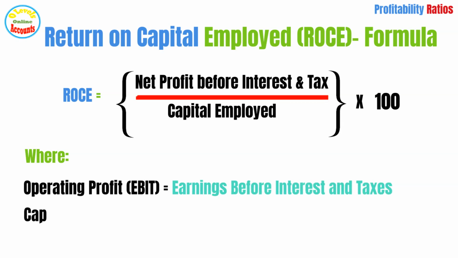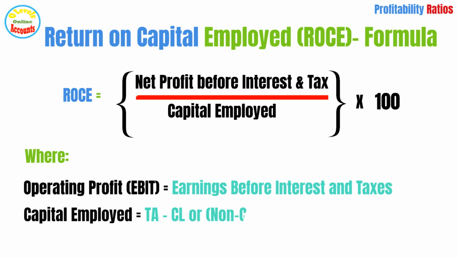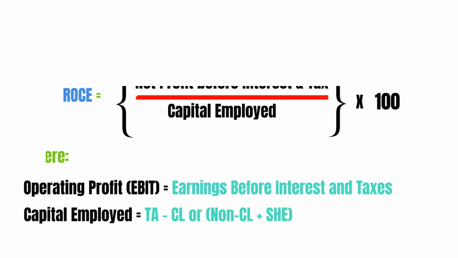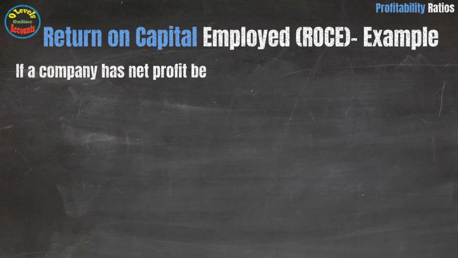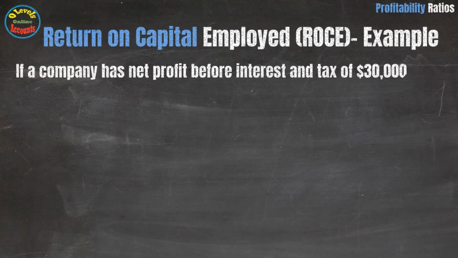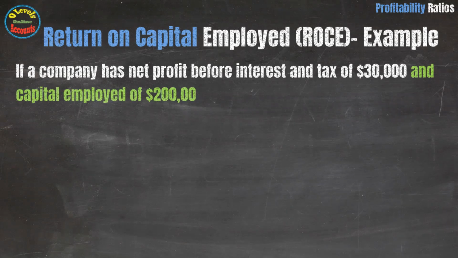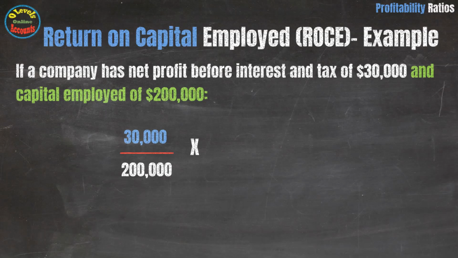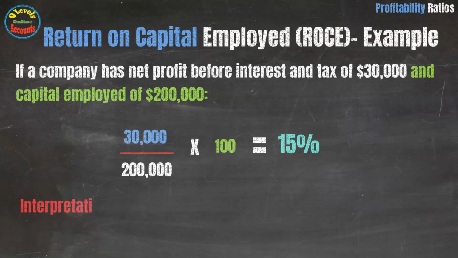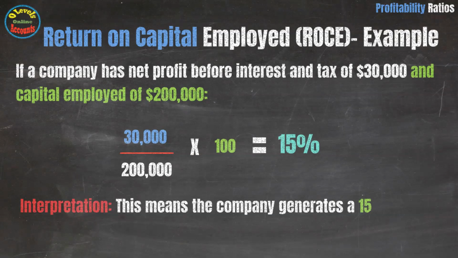Capital employed is equal to total assets minus current liabilities, or non-current liabilities plus shareholders' equity. Let's check its example. If a company has net profit before interest and tax of $30,000 and capital employed of $200,000, for the solution of 30,000 net profit divided by 200,000 capital employed, multiplying by 100, we will get 15% as a result of it. Interpretation is that the company generates a 15% return on the capital it employed.